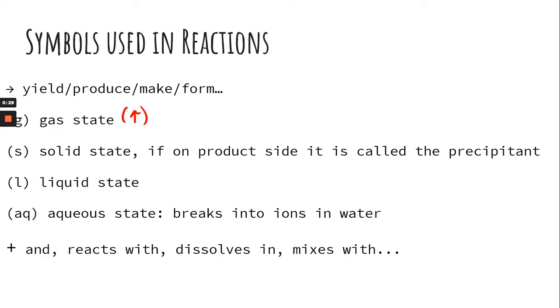S, we should know, means solid state, and if it's on the product side, then we would call that the precipitant. L is for the liquid state. Sometimes you'll see it as a cursive L. I know I like to write mine as a cursive L, so I'm not confused with the number 1. And really the only liquid that we worry about in here is water. So water is always going to be a liquid unless otherwise stated. Aqueous, we know, means that it breaks apart into ions in water.